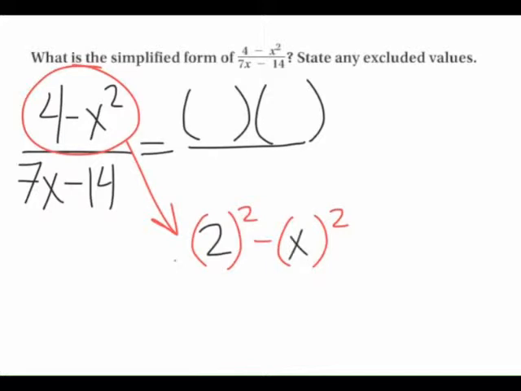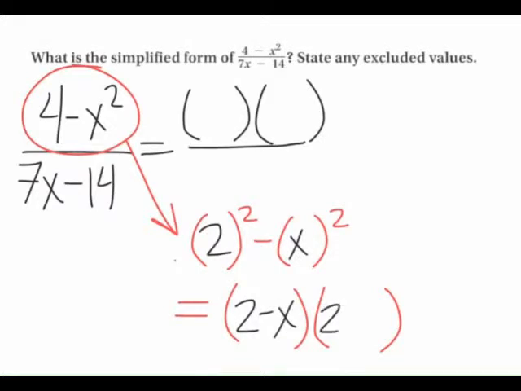Now the way to factor a difference of two squares always is going to be like this. 2 minus x times 2 plus x. This is the way that you always factor a difference of two squares. There's a minus sign here and a plus sign here. Alright, so let's write that down. 2 minus x times 2 plus x.